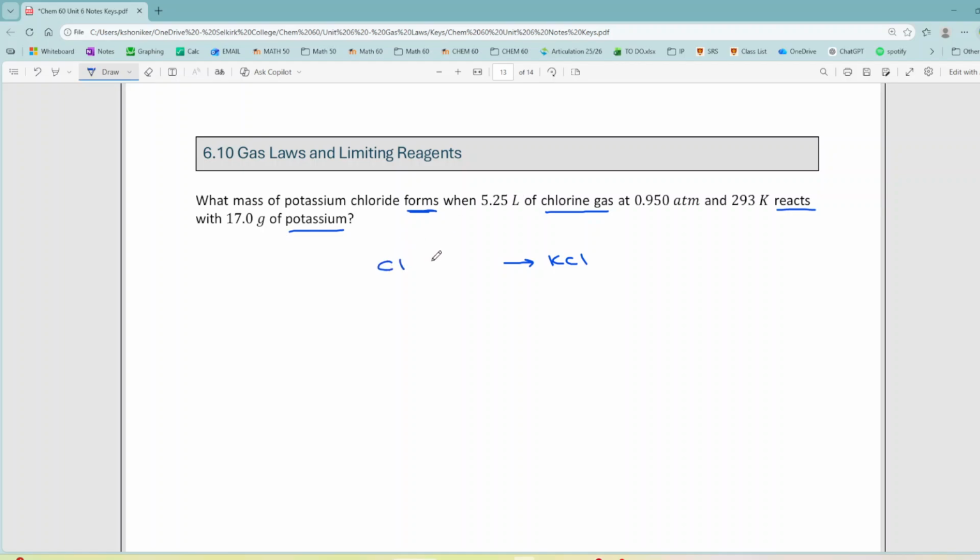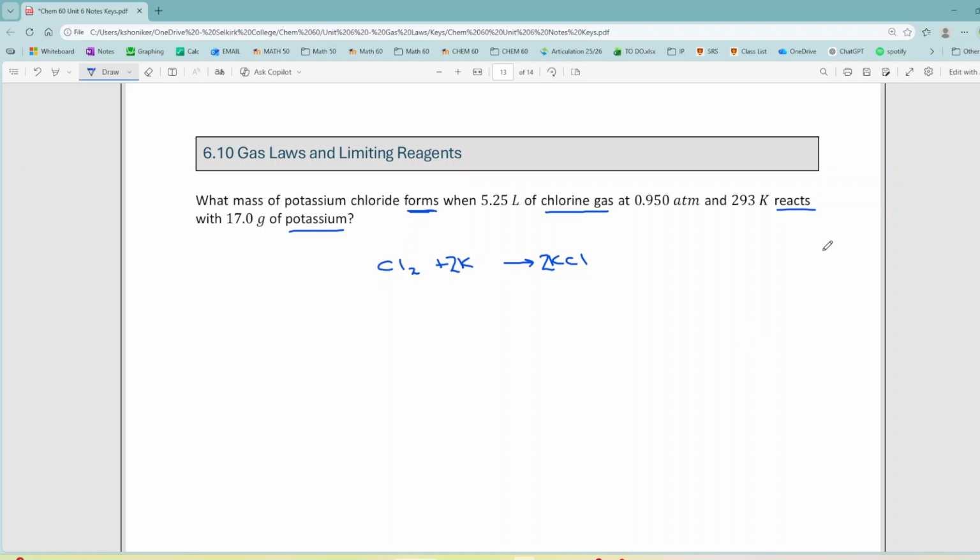Now, what's the only thing that you need to remember? When we have a gas or anything that is diatomic, like chlorine, you need a subscript 2. Okay, and then you got to make sure you balance the equation. Because we had to do Cl2, we need to have a 2 in front of my potassium chloride, so then I have to put a 2 in front of my potassium.